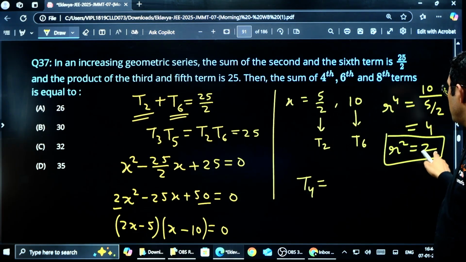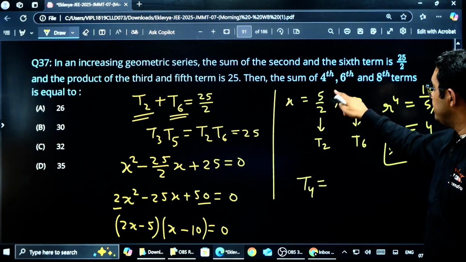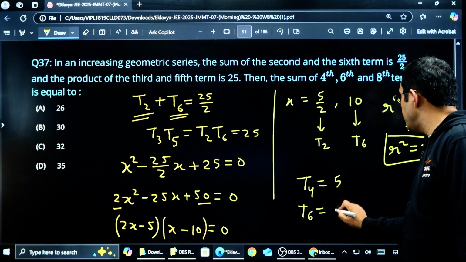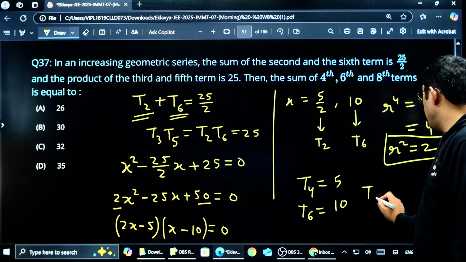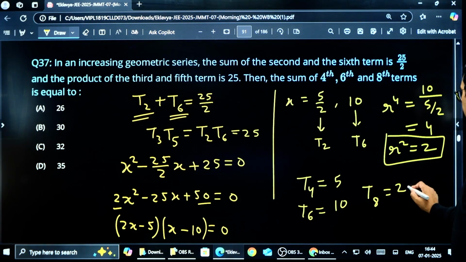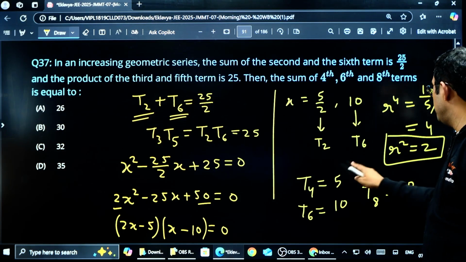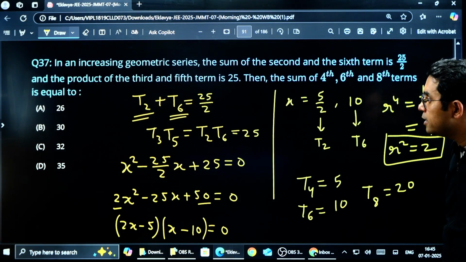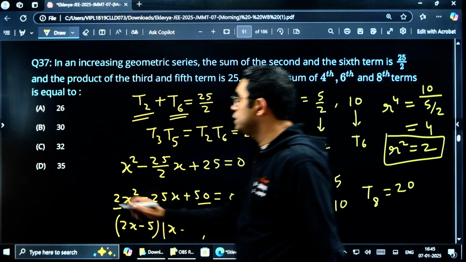T2 is 5 by 2. So T4 will be R square times this, so it will be 5. Similarly, T6, I think we have found T6 already. So it is 10. And then for T8, once again, multiply by 2 to this T6, we will get T8, which is 20. Now they are asking the sum of these three. So 5 plus 10 plus 20 is how much? 15 plus 20, I think 35. Yeah, 35. So the answer for this should be D.